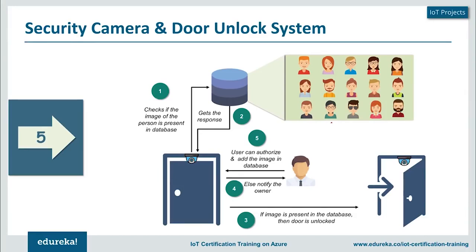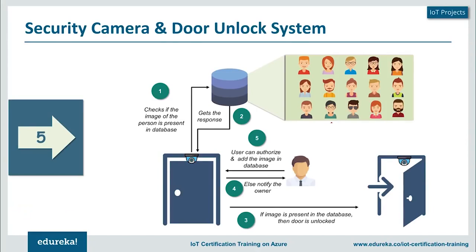An evolution to this is that if it does not find the photo of that person, it can notify the concerned person that so-and-so person is trying to access this door. Would you like to authorize this person and add his information to the database, or would you like to deny the access to this person? Usually this is used in areas where you have highly sensitive information stored in order to maintain strict control over access to this information.